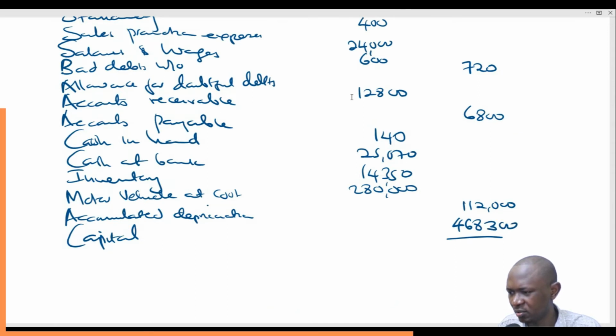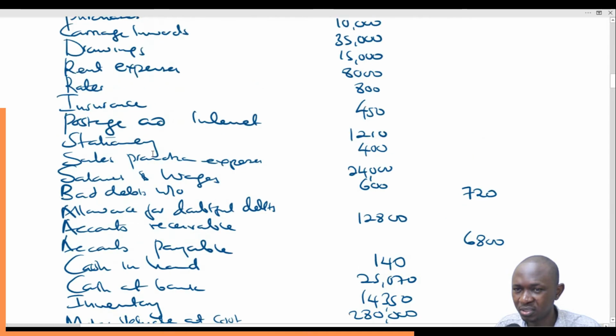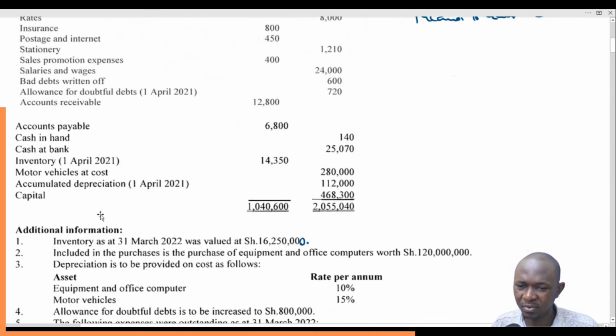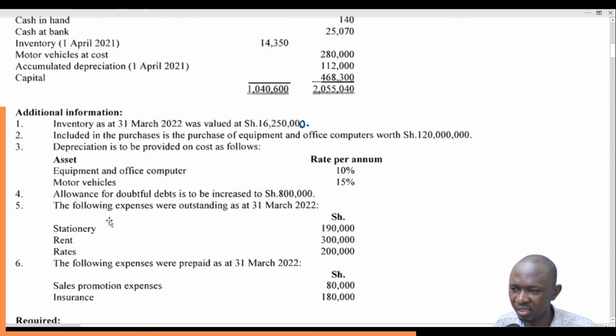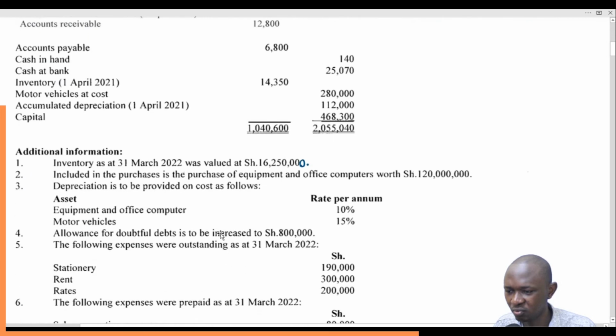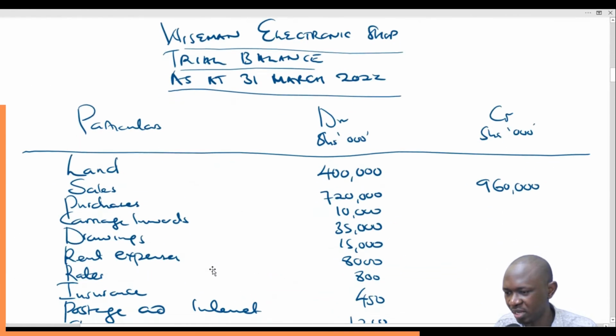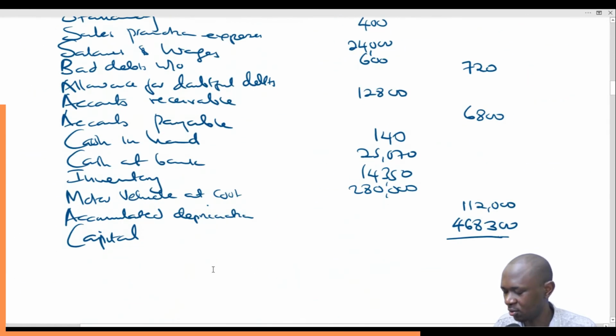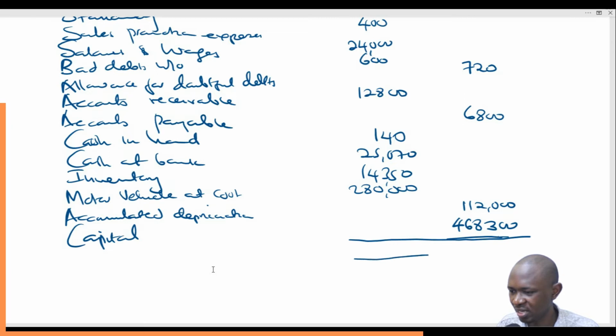Good. So we are done, because the rest of the additional information will not feature in our trial balance. We'll only deal with what has been given to us in the trial balance. This will only feature when we talk about the P&L account. Now we are ready to get the totals, and remember what we said: debit and credit must always balance.